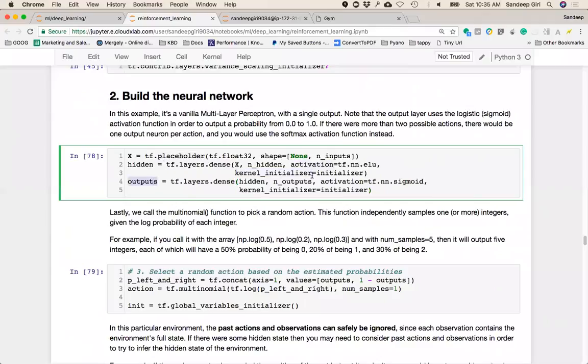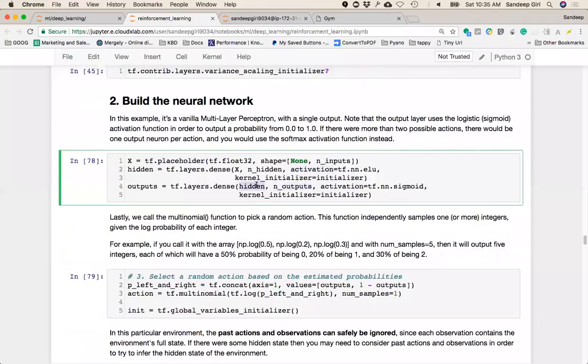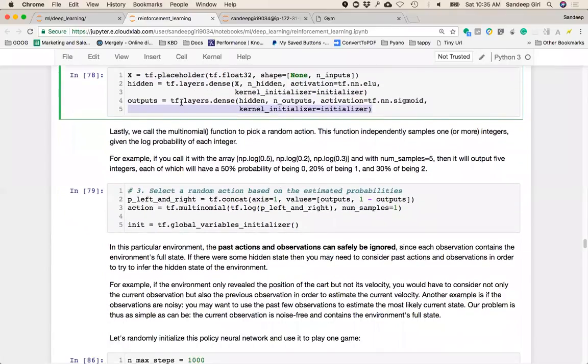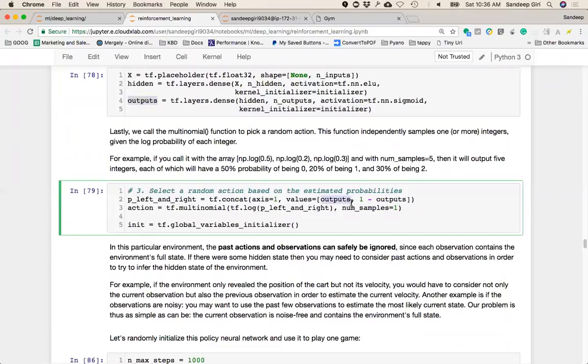Then we are creating the output layer with one neuron, and the input is the hidden layer, and the activation is the sigmoid. And the kernel initializer is the same initializer. Now this is our outputs. This output is going to be only one number, correct? Therefore, we are concatenating the right and left to it. It will give us the probability of going to the left. So we are computing the probability of going to the right, which is 1 minus this value. We are concatenating the two.